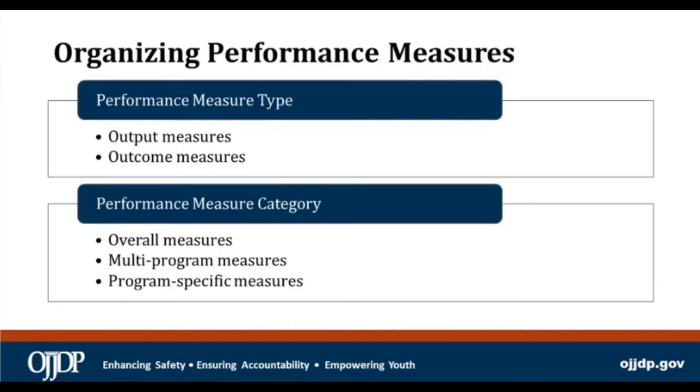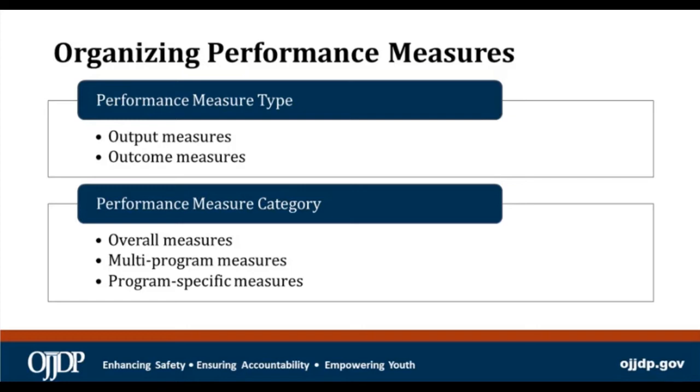Performance measure type was broken down into output measures and outcome measures. Output measures are product-based. Output is a countable product or service that your program provides or produces, the volume of work your program accomplishes, such as number of youth served and number of trainings conducted. Outcome measures are change-based. Outcomes show a change in knowledge, attitude, skill, and/or behavior that occurs within an individual, family, agency, system, or community. These can be short or long-term.